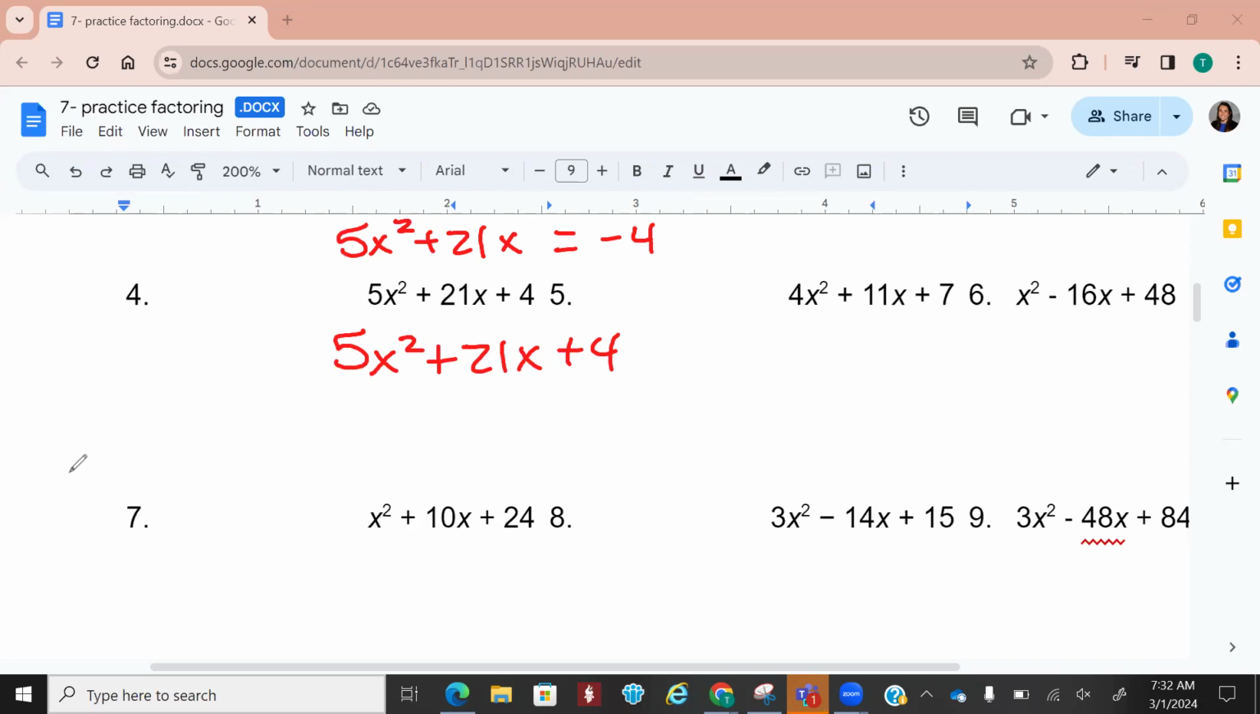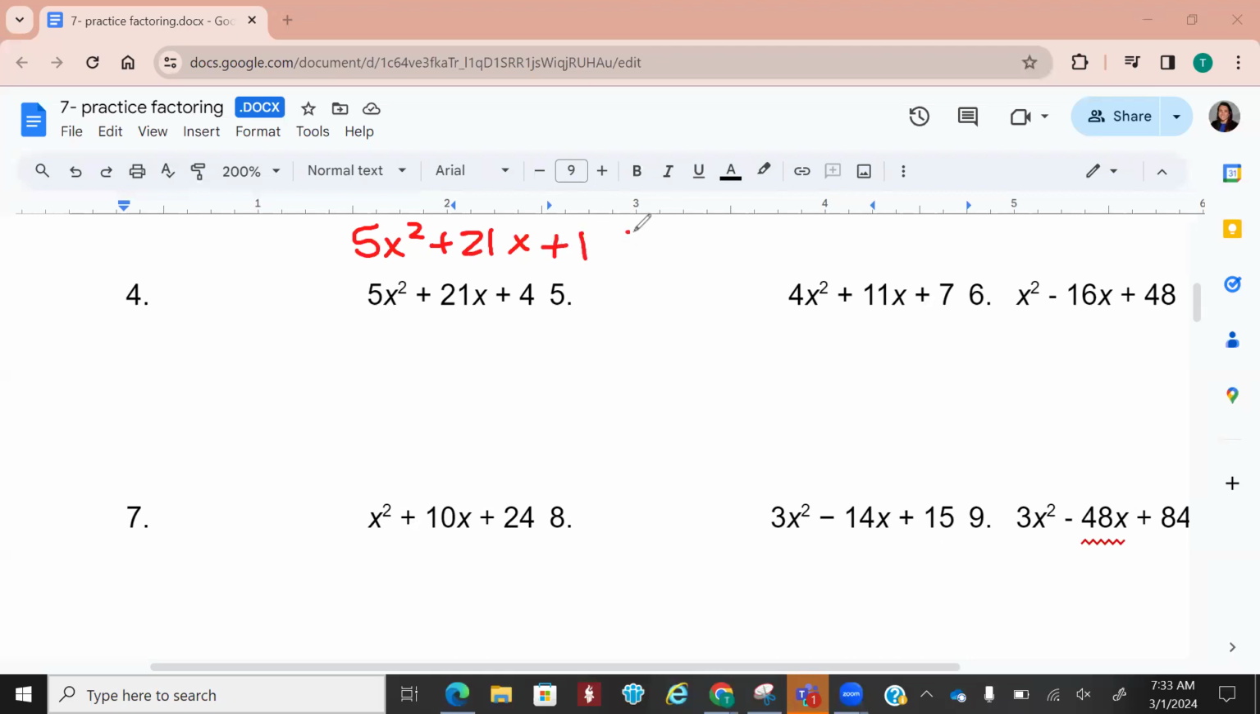Let's say that number 4 was written like this. 5x squared plus 21x plus 1 minus 3. What would we do here? It's the same answer as the last time. What would we do? Move the 3 over. So when we move that 3 over, watch what happens. 5x squared plus 21x plus 4. It's the same thing. You have to put it in standard form first before you start moving things. Does that make sense? Okay, so on number 2 on your mastery check, that's what's going to happen. Put it in standard form first, then start manipulating it.